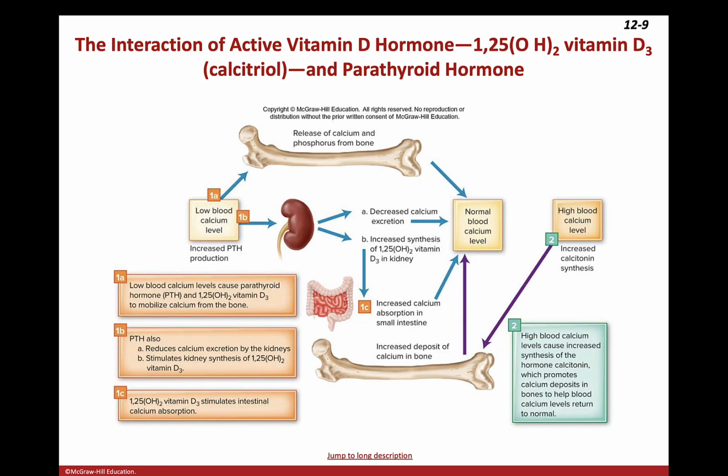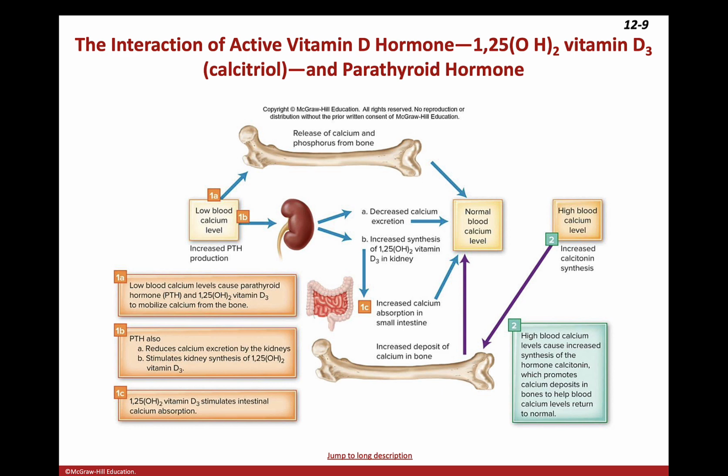Now here we're basically looking at the control or regulation of calcium that's tied into this. So the first thing that we want to look at here is low blood calcium level, and that is going to increase the production of parathyroid hormone. This will result in two different things, decreased calcium excretion and also increased synthesis of vitamin D3 within the kidney. Those can actually result in normal blood calcium levels, but we're also going to see increased calcium absorption within the small intestine, and that also will give us normal blood calcium levels.